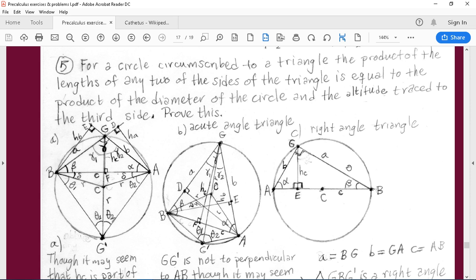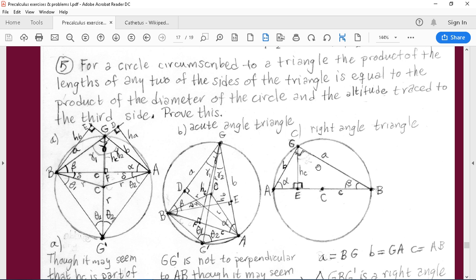Okay, now let's assume that we're going to take as the two sides of the triangle sides GA and GB. That is, we're going to have the product of a times b. Let's consider which is the third side. The third side is simply the hypotenuse AB. So the altitude traced to that third side is simply the segment GE, which is denoted as h sub c. I'm going to simply call it hc.